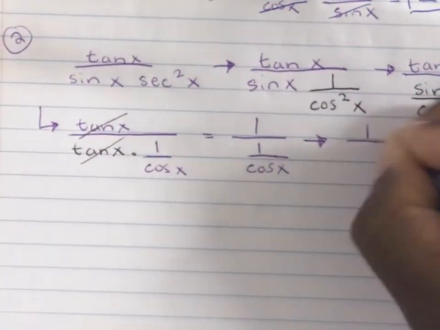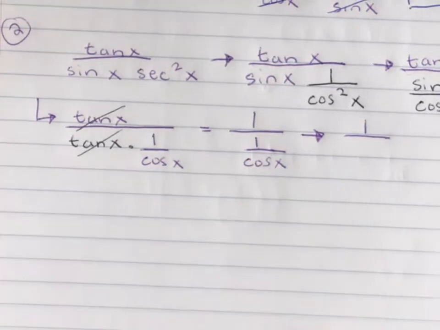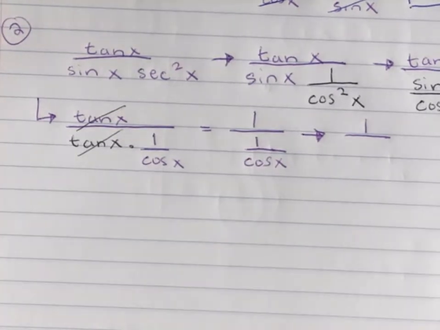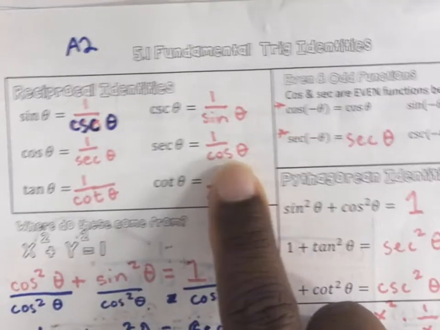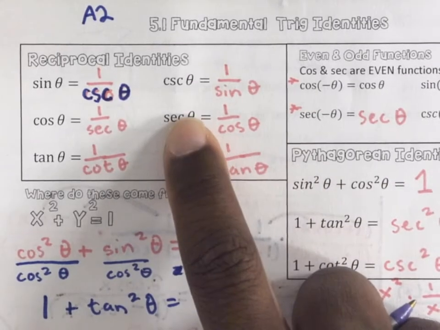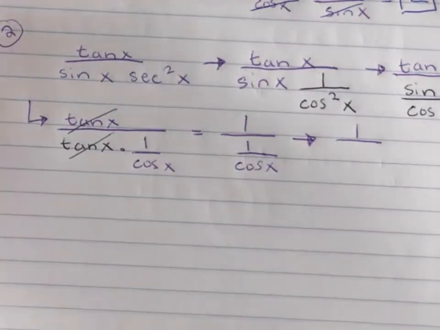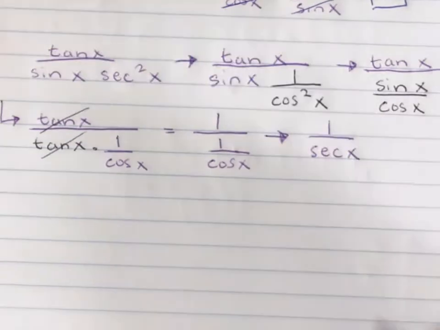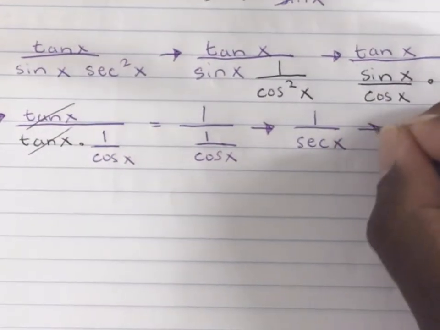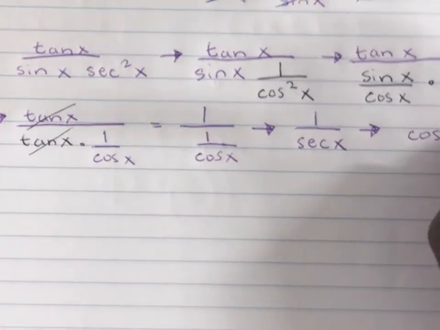So I get 1 over cosine. Cosine's reciprocal is secant. So if I have 1 over cosine, I can write that as just secant. So secant x. And then I'll do secant's reciprocal, which gives me cosine x.